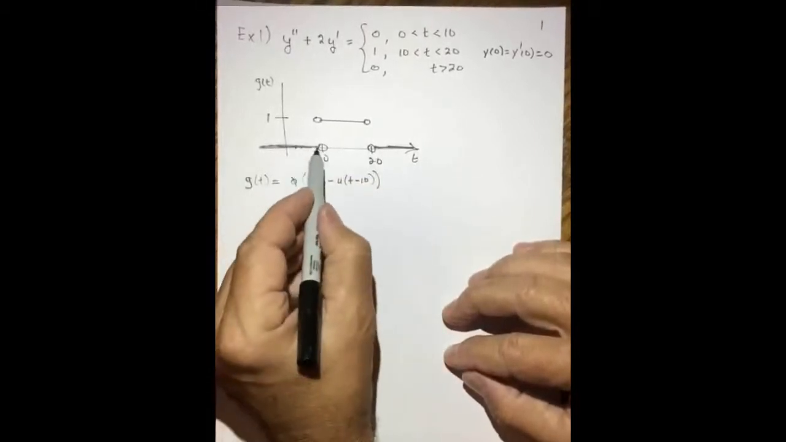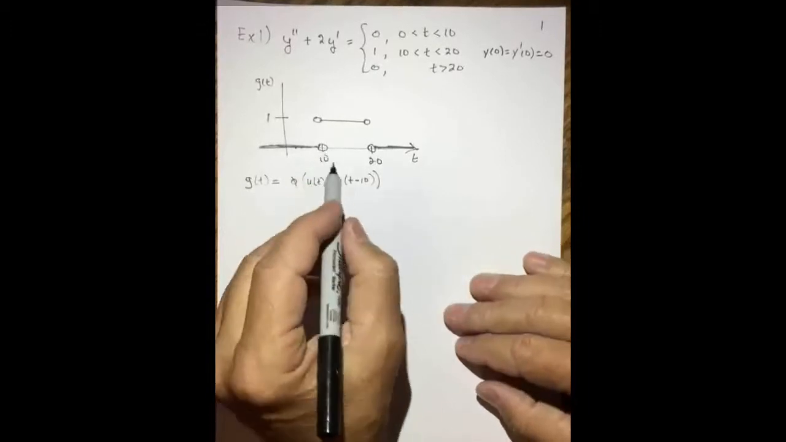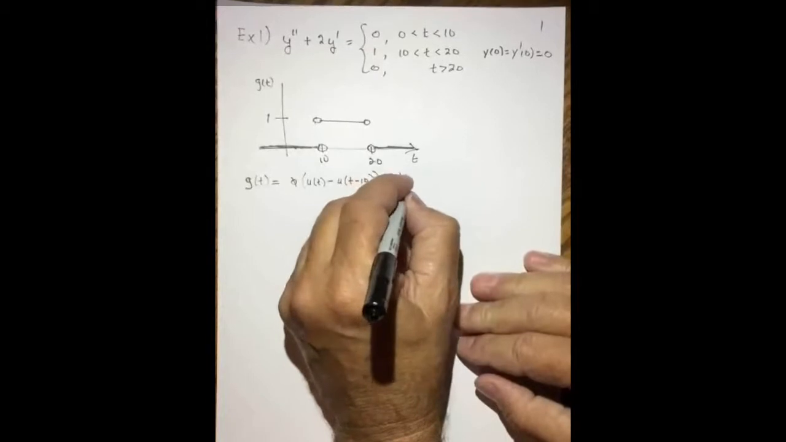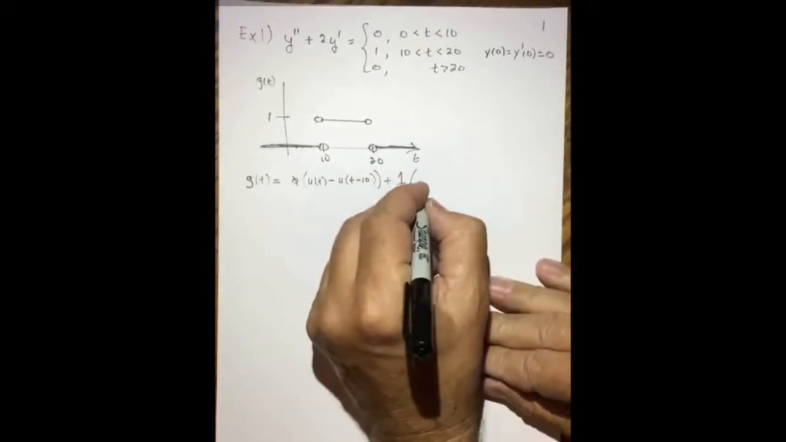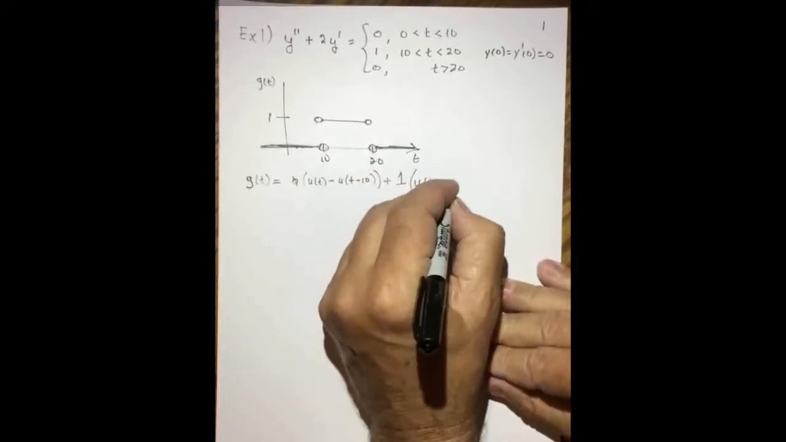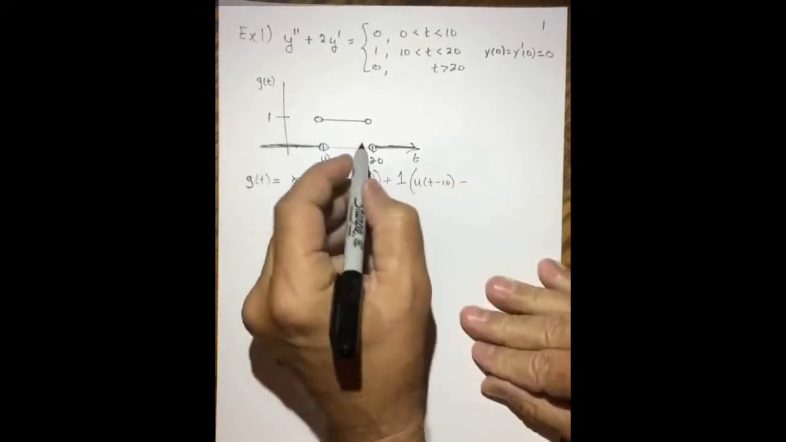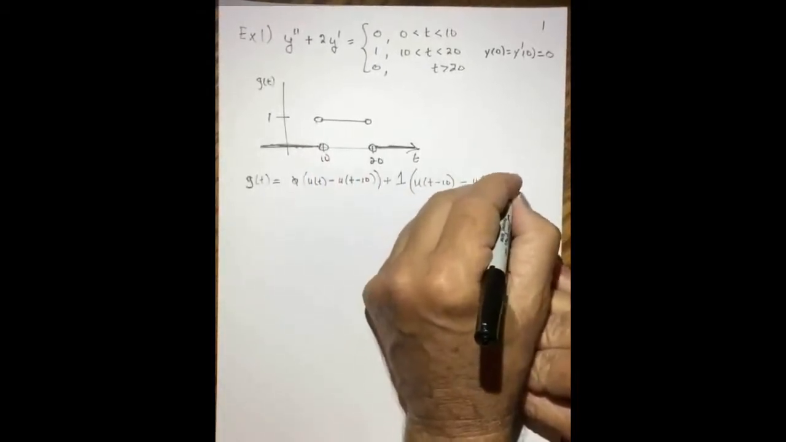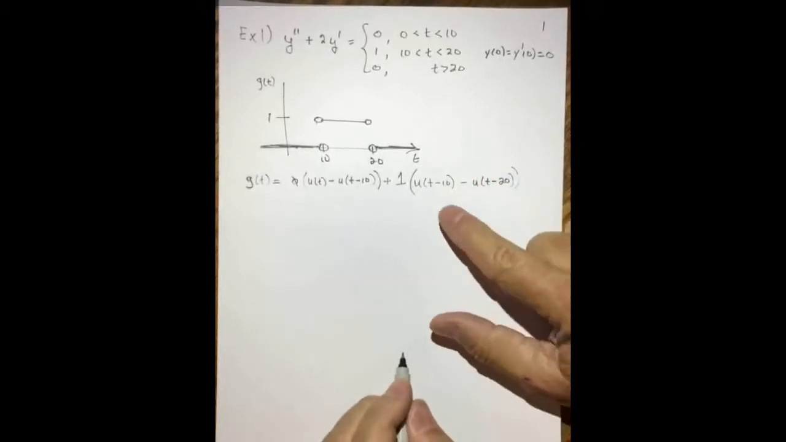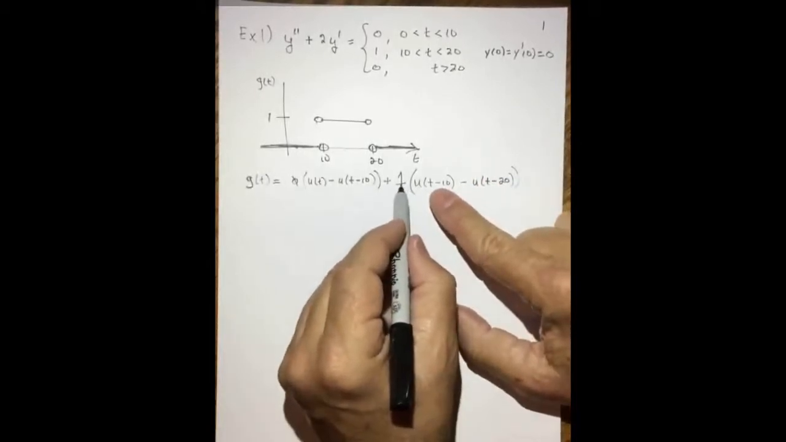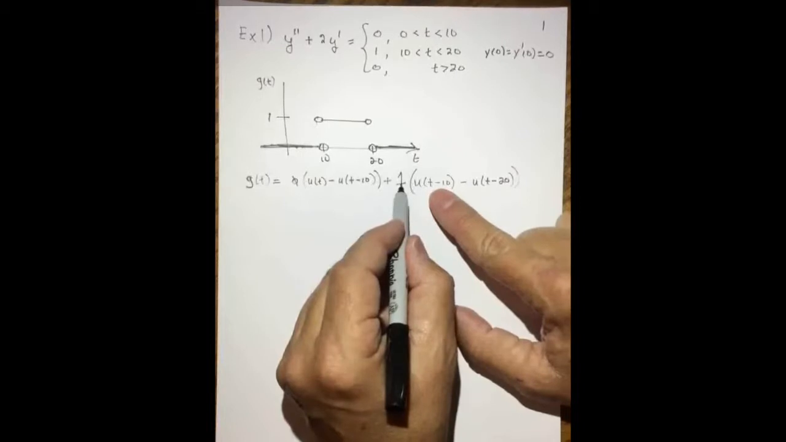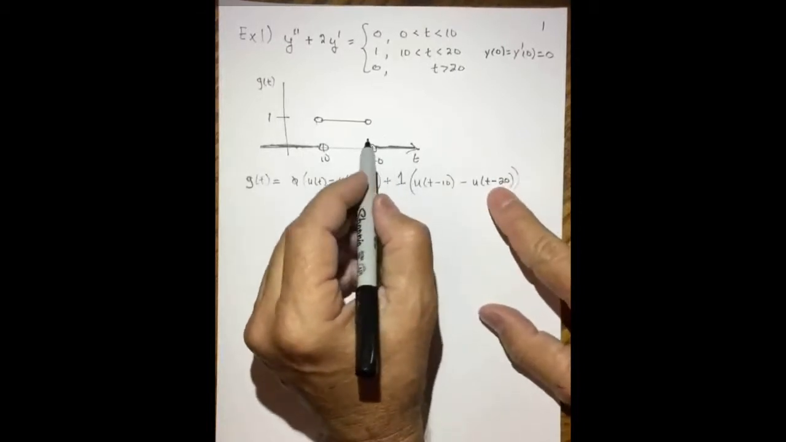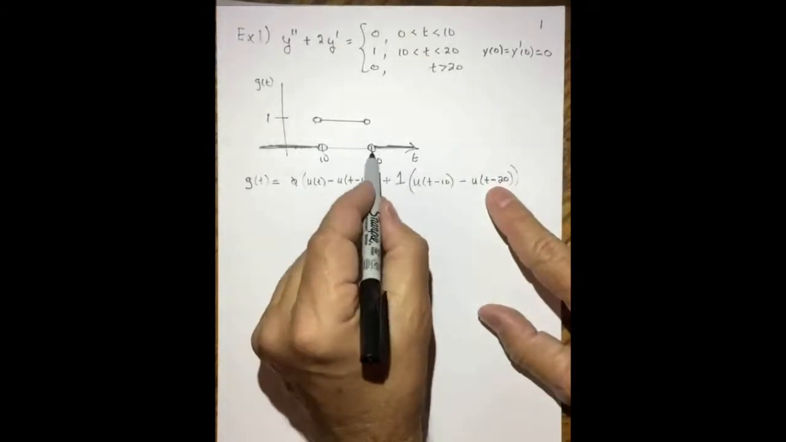Now what happens? That puts us right here. Then at 10, we have an amplitude, a jump of 1, so it's going to be plus 1. And it's turned on at u of t minus 10. And then we shut it off at 20. So again, it comes on, the amplitude is 1. It's turned on at 10, turned off at 20. Now right here at this step, I'm there.